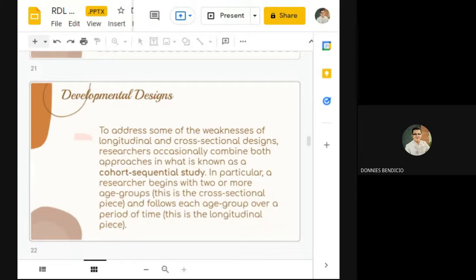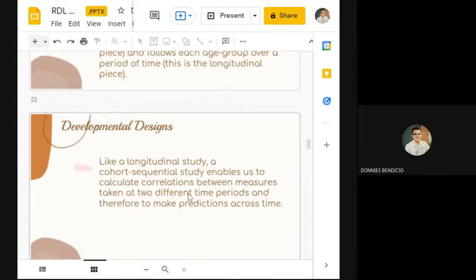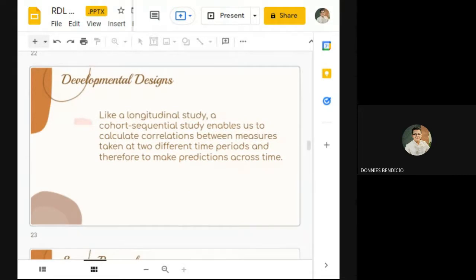So pinag-aaralan muna nila grupo ng mga respondents nila, and after some time, they try to reassess the characteristics of these individuals. So like longitudinal study, a cohort sequential study enables us to calculate correlations between measures taken at 2 different time periods, and therefore to make predictions across time.